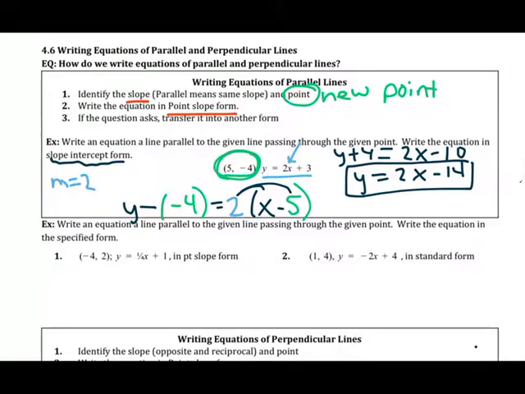So why don't you pause the video? Number 1 just asks you to write the equation in point-slope form. So take the slope from the line they give you, take the ordered pair, and write it in point-slope form. Go ahead and pause the video.